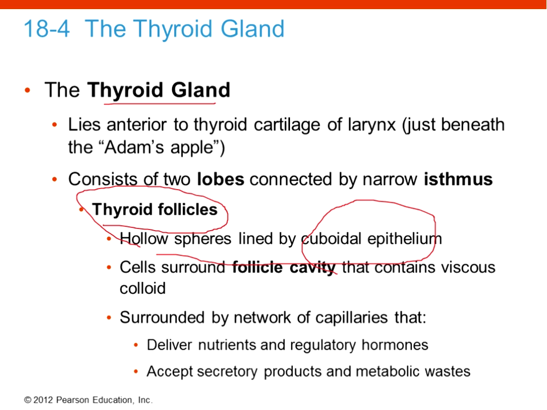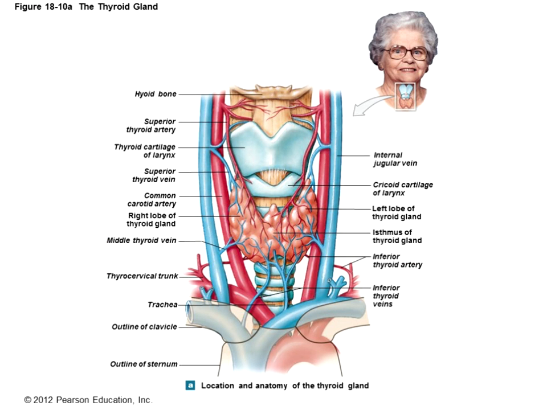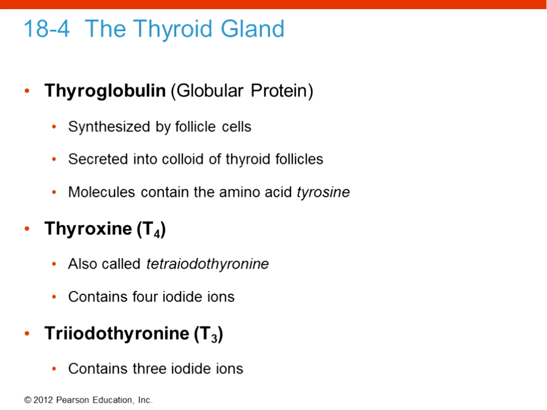And these are hollow spheres lined by cuboidal epithelium that surround what we call the follicular cavity, which is ultimately where, in these cuboidal cells and in the follicular cavity, the thyroid gland hormones are manufactured. It is a highly vascularized structure, because these capillaries can deliver nutrients and hormones that stimulate the formation. So here you can see the thyroid gland sitting just below the Adam's apple.